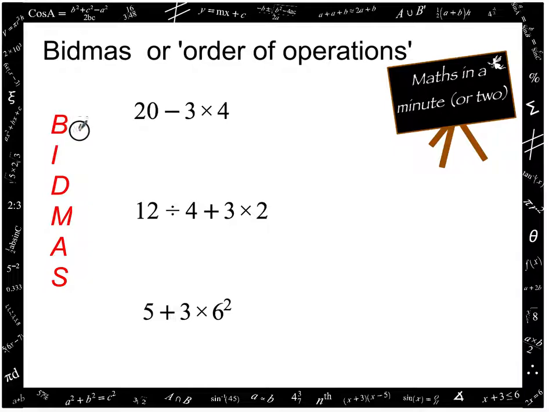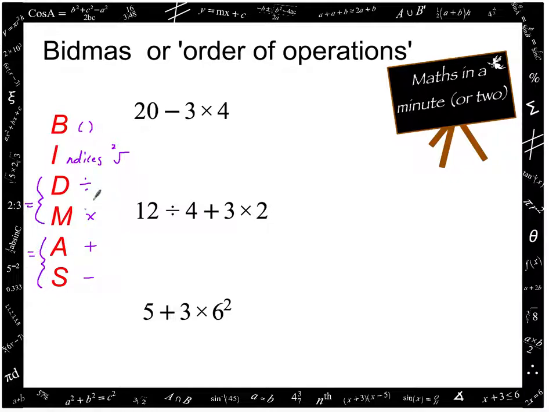B stands for brackets, I stands for indices, that's things like squared, cubed or even square root, D for division, M for multiplication, A for addition and S for subtraction. Now the D and the M, the division and the multiplication, are actually of equal strength, and the A and the S, the addition and the subtraction, are also of equal strength.